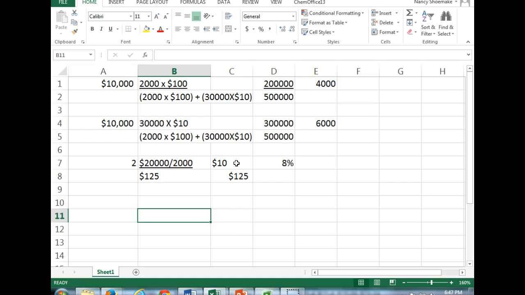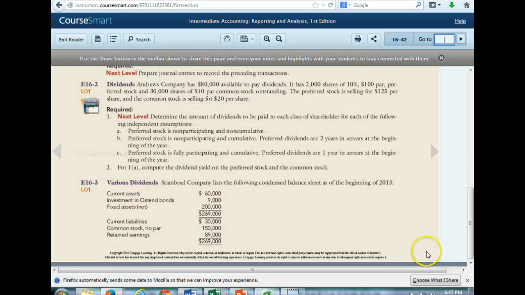So what's the yield on preferred? How are we going to do common? The same way, guys. 60,000, divide that by 30,000 shares, and we're going to divide that by the market value. And what's the market price right now? $20 a share. Do you see? The par value is that initial price it was issued for. But the par value isn't always the market value. It's very seldom ever the market value, isn't it?